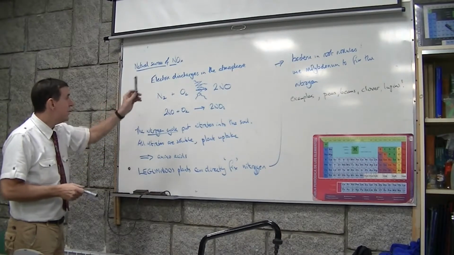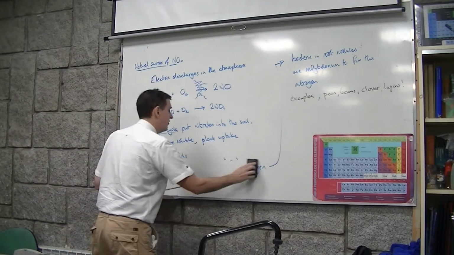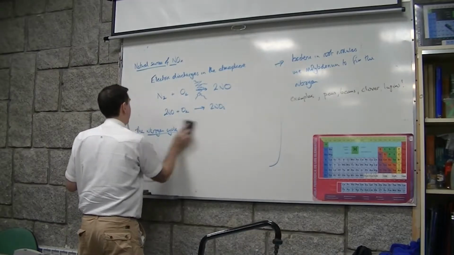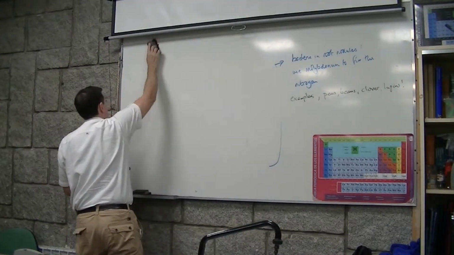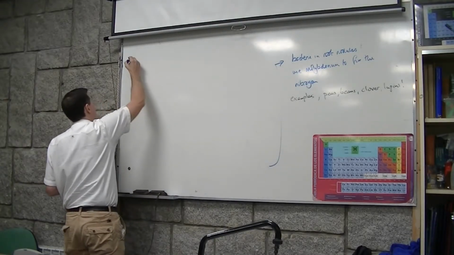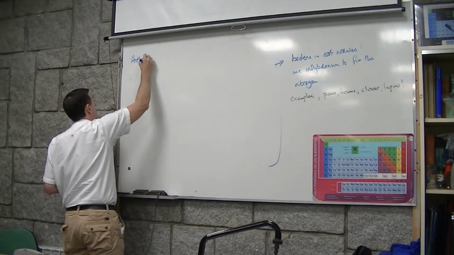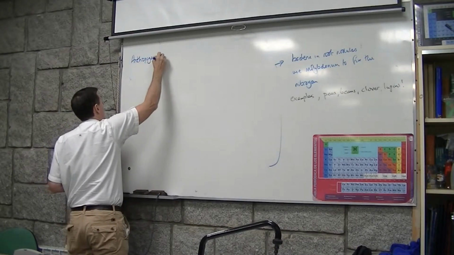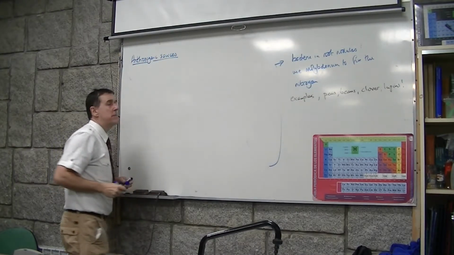All of this is the natural sources of nitrogen oxides. What about the baddies? Anthropogenic. Fossil fuel, cars. Yeah. The usual.